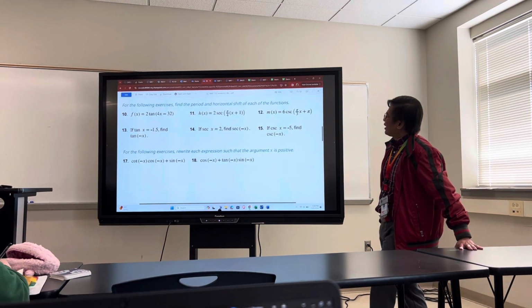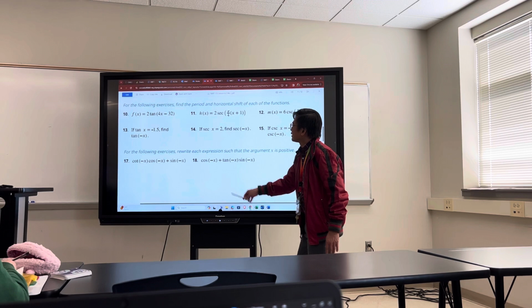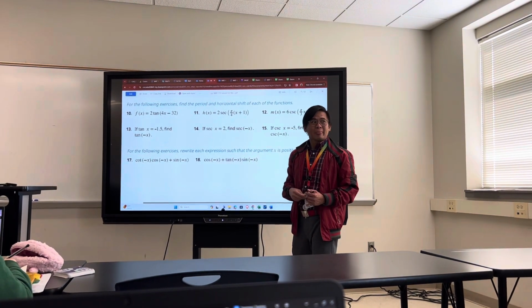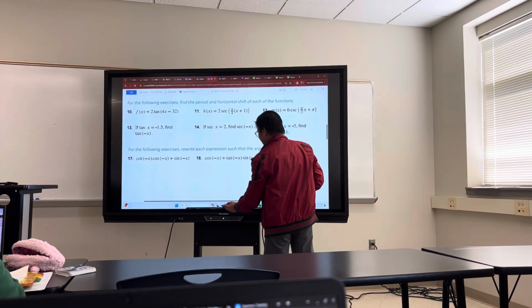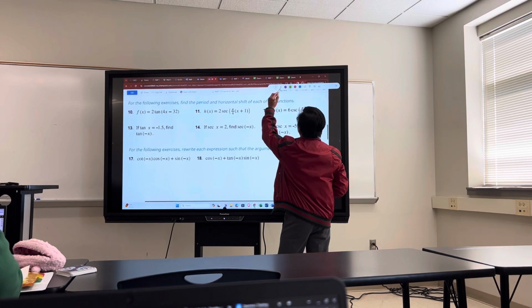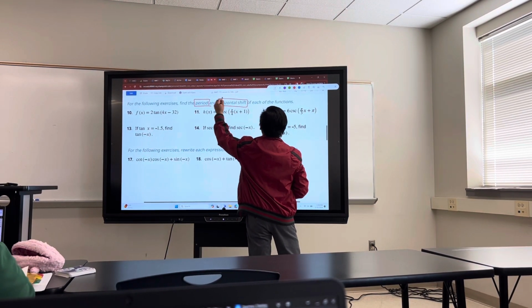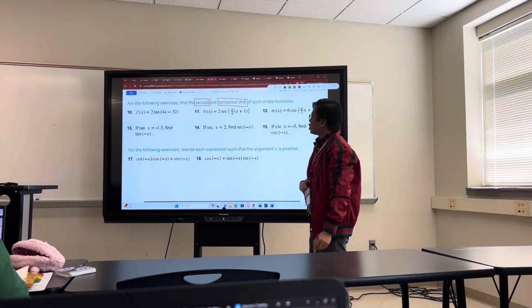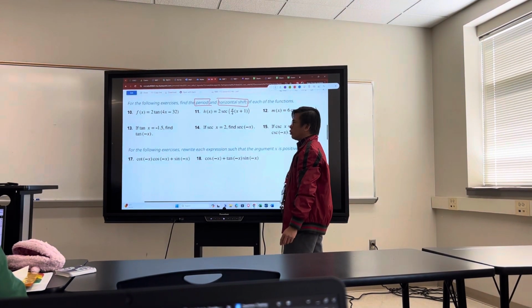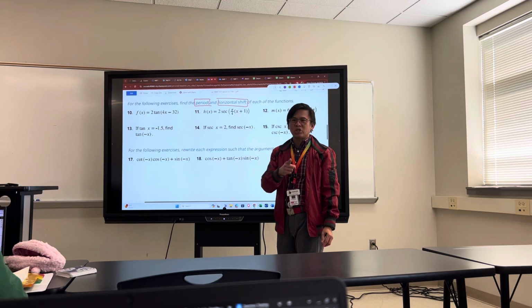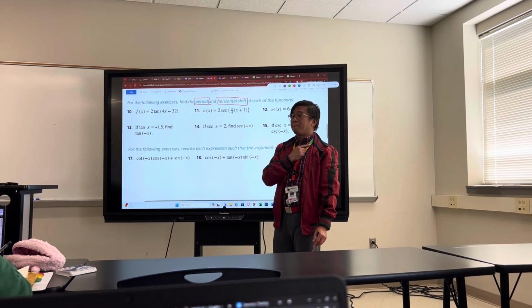And what do we need to find? Find a period and a horizontal shift. All right, so there we go. We're going to find the following, right? Period and horizontal shift. So in here, to get the period, what are we going to do? Do we need A, B, C, or D? B. There we go.